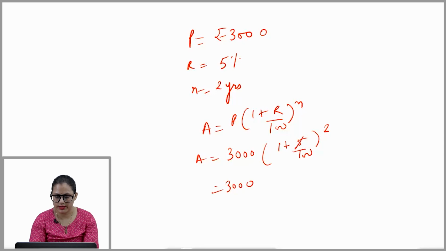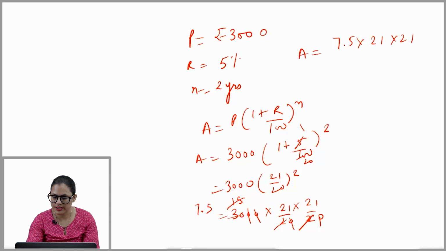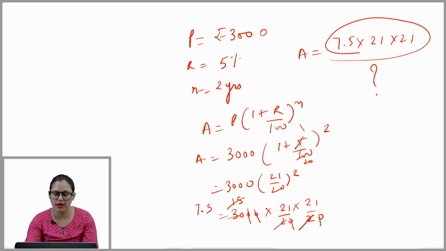Principal 3,000, 5 ones are 5, so (21 by 20) whole square. 3,000 into 21 by 20 into 21 by 20. 0, 0 goes to 15, and 2 to 7.5. Okay, 7.5 into 21 into 21. Okay, students, after calculating this you will get the amount.